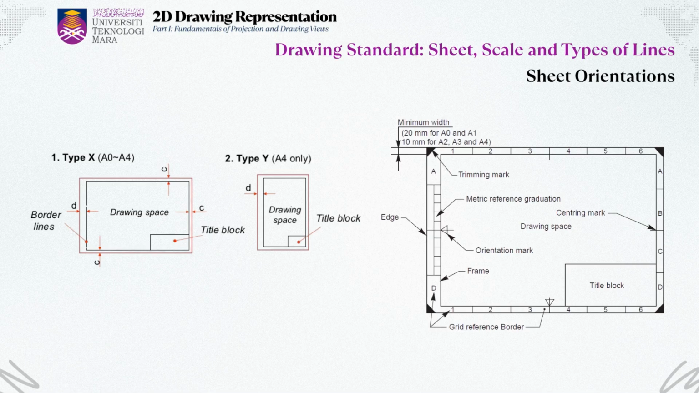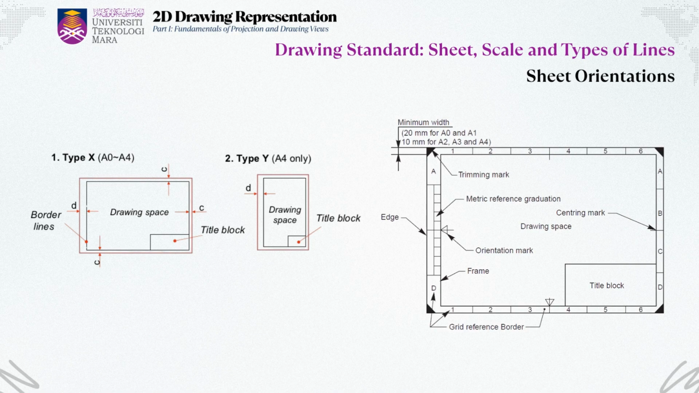There are two main types of sheet orientations used in technical drawings: Type X and Type Y. Type X is commonly used for sheet sizes from A0 to A4 and follows a landscape orientation, where the width is longer than the height. In this layout, the drawing space is centered within the sheet, surrounded by border lines, and the title block is placed in the bottom right corner. This format is widely used for larger drawings that need to fit more technical details.